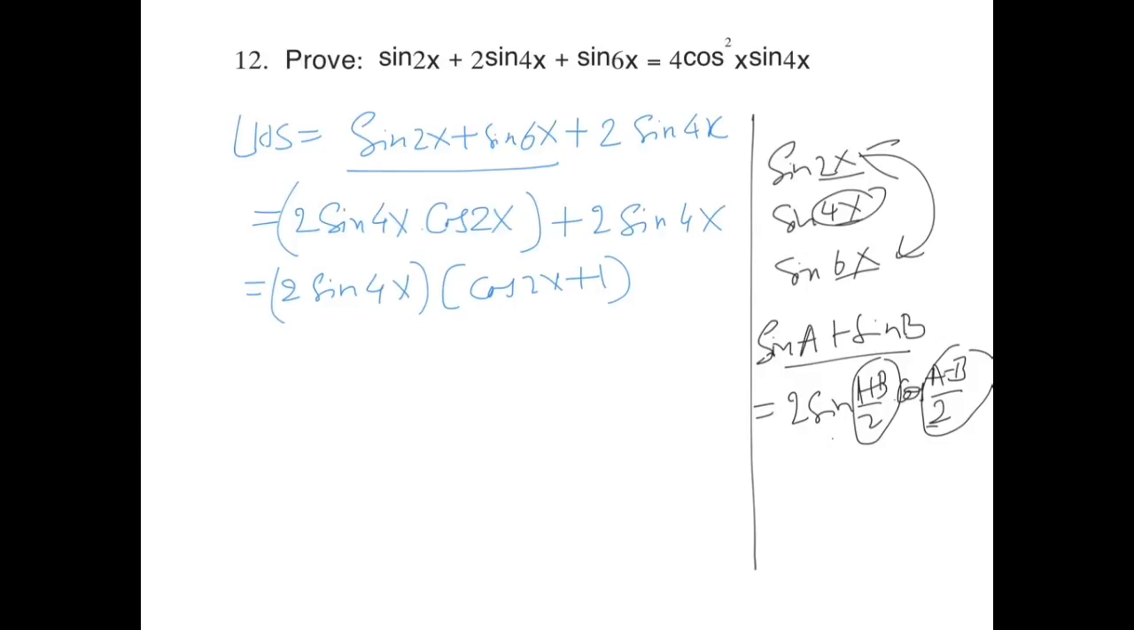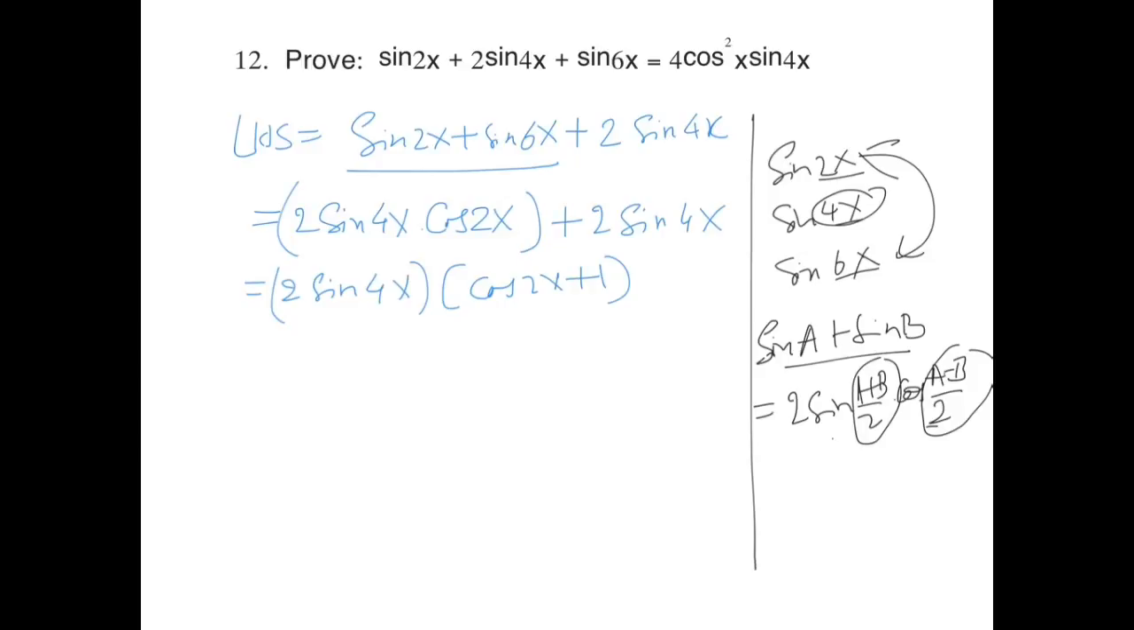So we now have sine 4x term here, and we also have the sine 4x term here on the right hand side, which is what we want to get. But here on the left hand side we also have this term of cos 2x, which we somehow want to convert into cos x, and we can do that by using the expression for cos 2x.